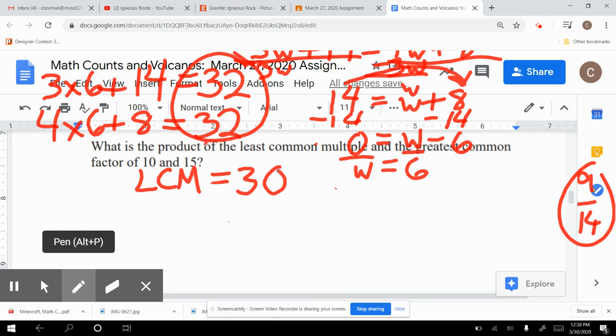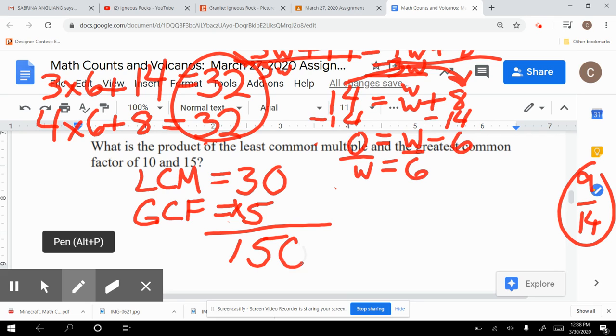Okay, now we need the greatest common factor, meaning the biggest number that goes into both 10 and 15. So the GCF is 5. Now I need the product of these two. I'm going to multiply 30 by 5, and I get 150. Right? There is the product of the least common multiple and the greatest common factor of 10 and 15.